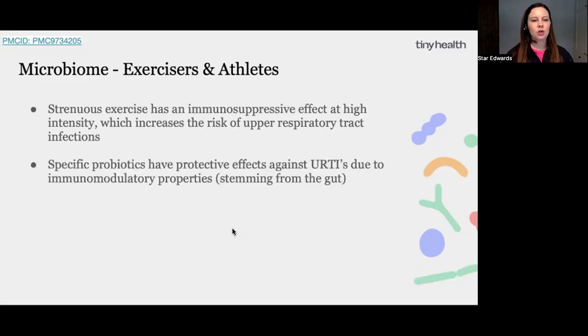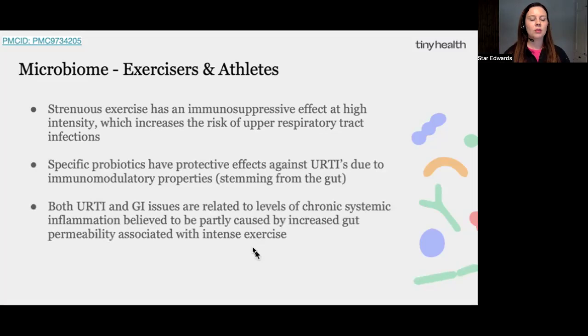There are specific probiotics that have protective effects against upper respiratory tract infections due to immunomodulatory properties that are stemming from the gut. Both upper respiratory tract infections and GI issues are related to levels of chronic systemic inflammation believed to be partly caused by increased gut permeability associated with intense exercise.